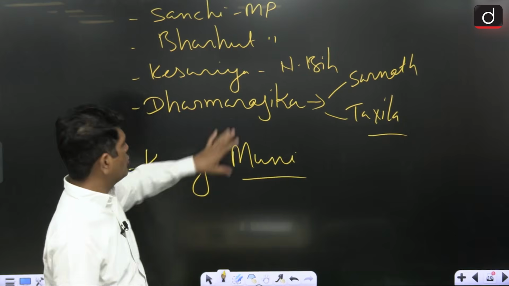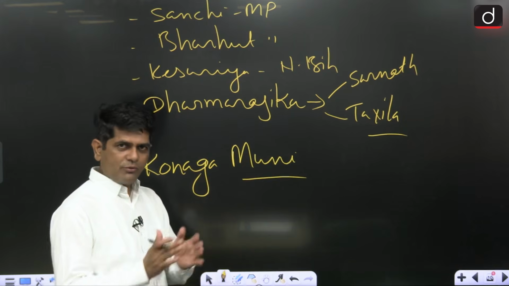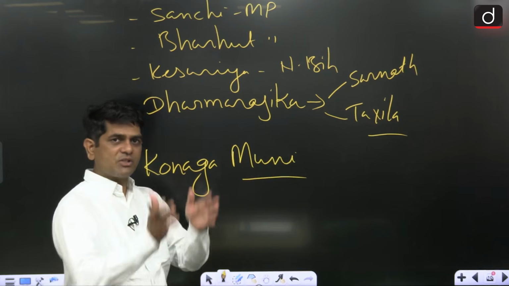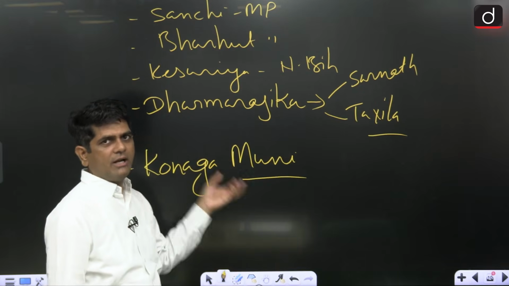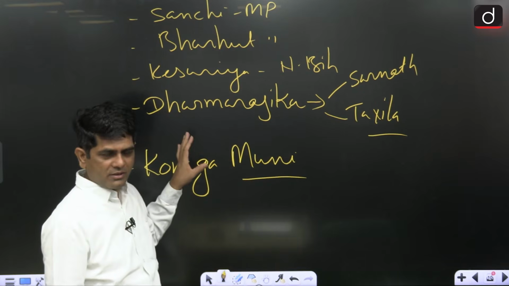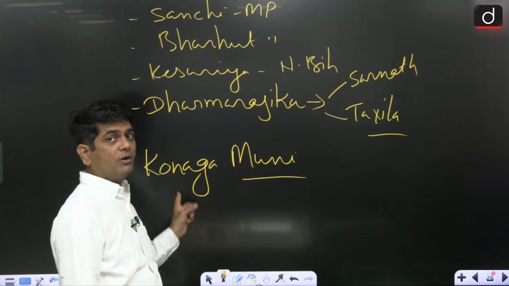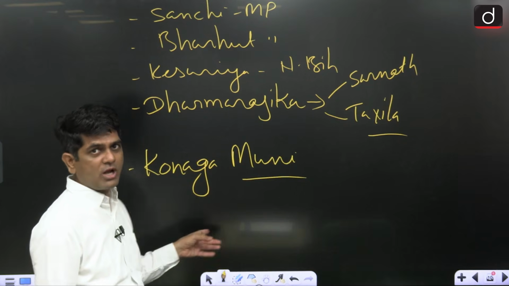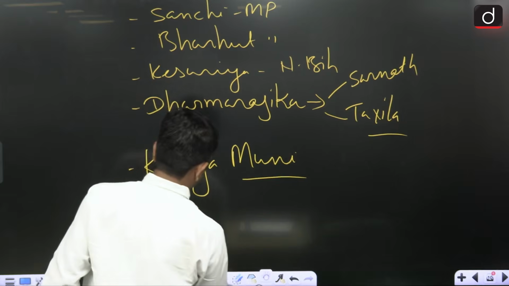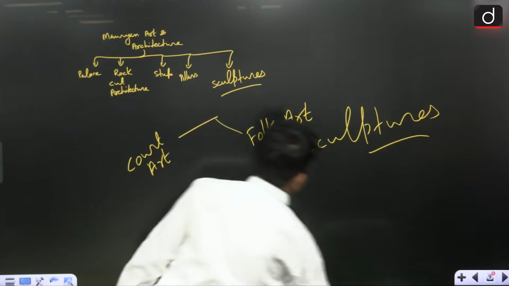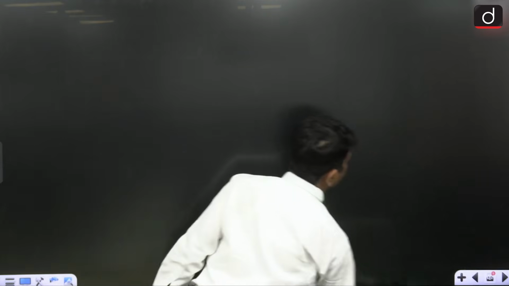So yes, coming here, Konaga Muni, Manusi Buddha. According to the Buddhist tradition, before Gautam Buddha, before Siddhartha, there were 6 more Buddhas. So Konaga Muni was one of the Manusi Buddha. And Ashoka did what? Ashoka repaired and enlarged the stupa of Konaga Muni. And where is the stupa of Konaga Muni? Nepal, Nigliwa. So that was all about a little bit about the stupa. Coming on to the pillars.